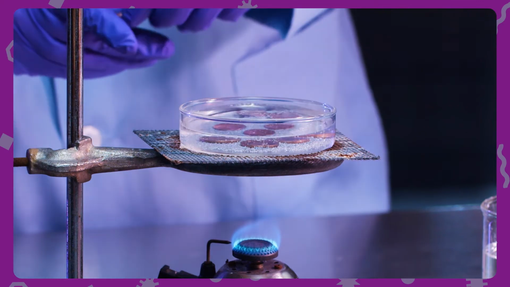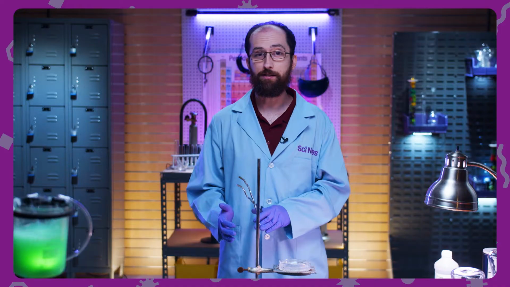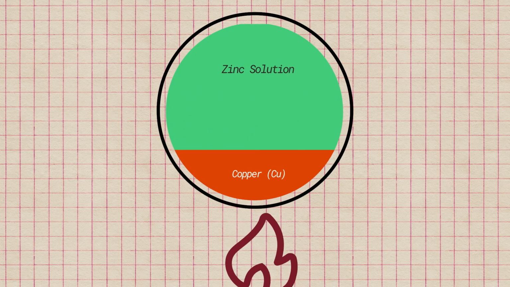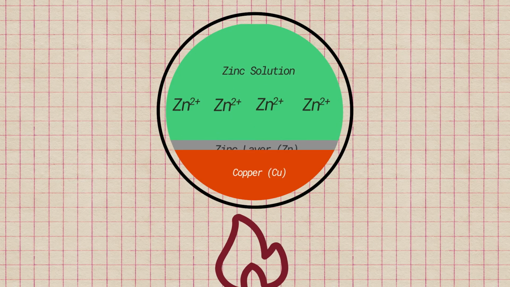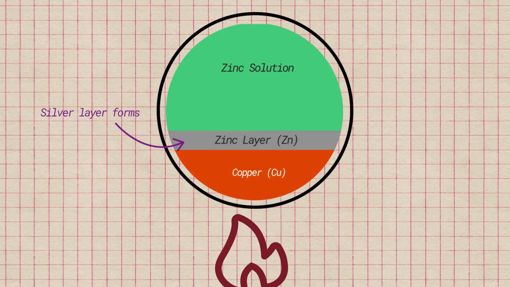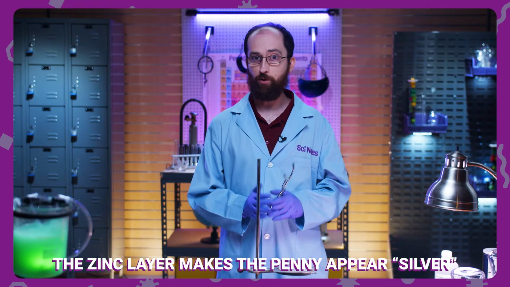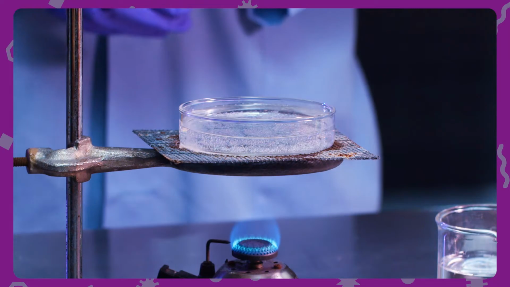What happens here is that this solution contains both zinc metal powder and zinc ions that are dissolved in the liquid. Zinc is a more reactive metal than copper is, and so it becomes chemically reduced, and it grows a thin, even plating of zinc metal on the copper's surface. And this layer of zinc is what makes the penny look silver.